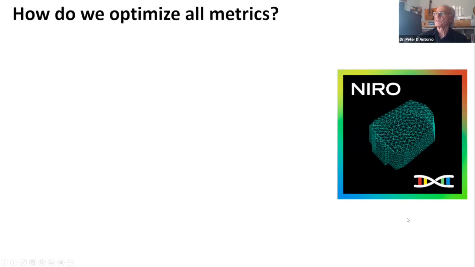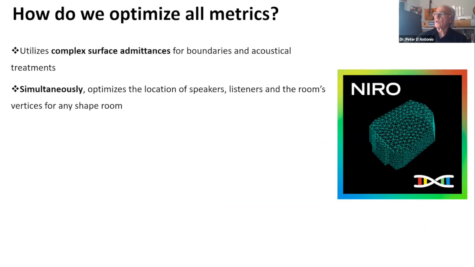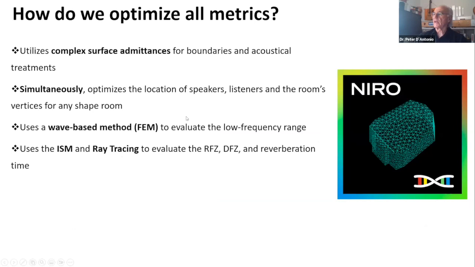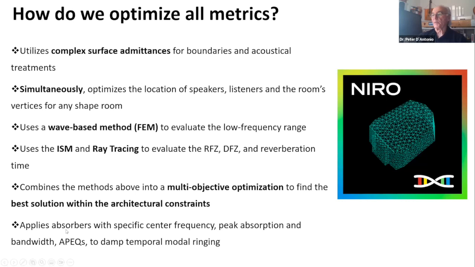So we use complex surface admittances for the boundaries in the acoustical treatment. We simultaneously optimize the location of the speakers and the listeners and the room's vertices, which is essentially the geometry for any shape. We use wave-based FEM analysis for the low frequency range. We use the image source model and ray tracing to evaluate the reflection-free zone and the diffuse field zone and the reverberation time. And we combine the methods using this multi-objective optimization, which is essentially a very complex genetic algorithm. And we try to operate, or we do operate, within the architectural constraints and the aesthetic constraints when it comes to home theaters. We apply absorbers with specific center frequencies, peak absorption, and bandwidth, which we've termed acoustical parametric equalizers, analogously to an electronic parametric equalizer, which has these variables to damp the temporal ringing.